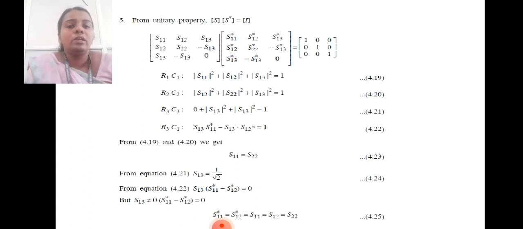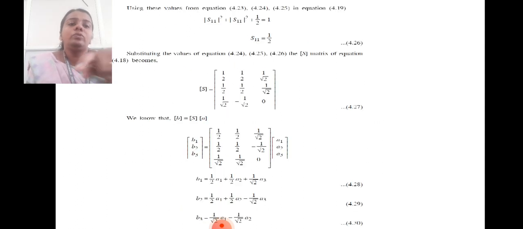But this scattering coefficient S13 is not equal to 0. Since it is not equal to 0, the term inside the bracket, that is S11 conjugate minus S12 conjugate, will be equal to 0. So using that, we are solving and we will be getting S11 conjugate is equal to S12 conjugate, that is S11 is equal to S12, which is equal to S22. We will be getting the equation 4.25.